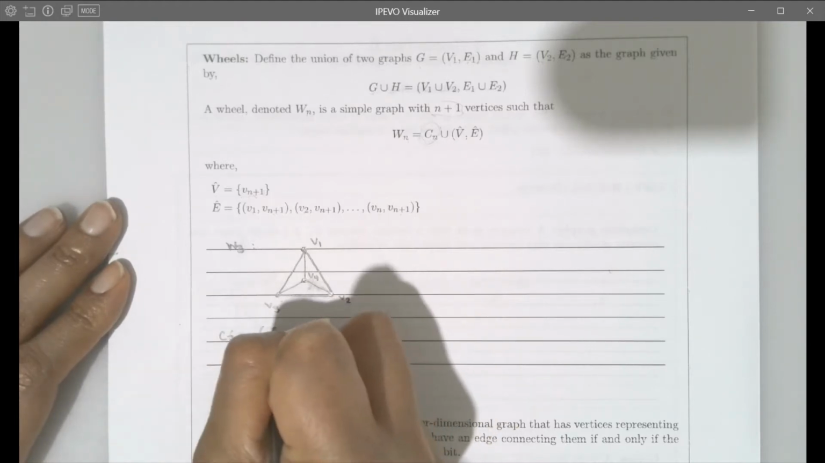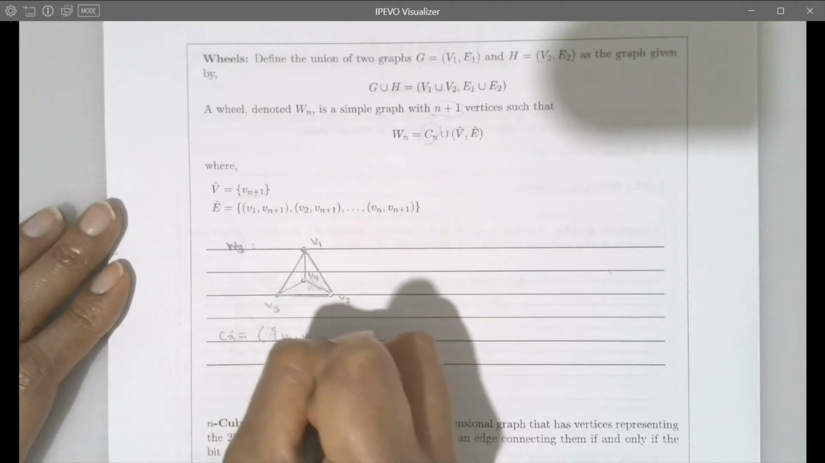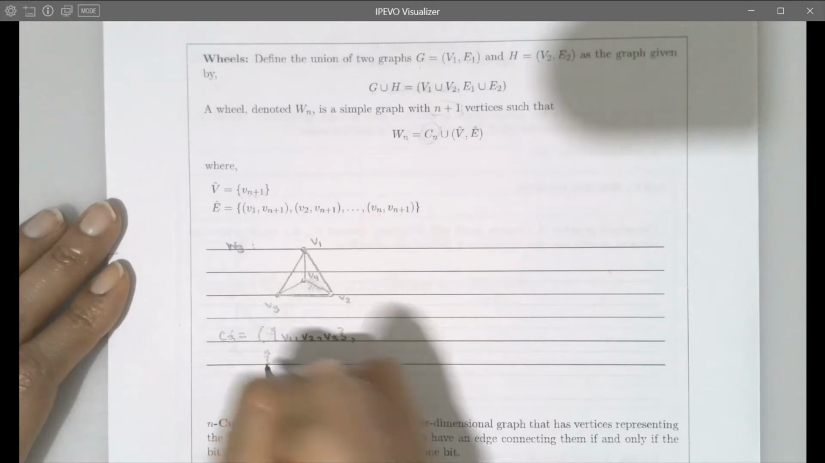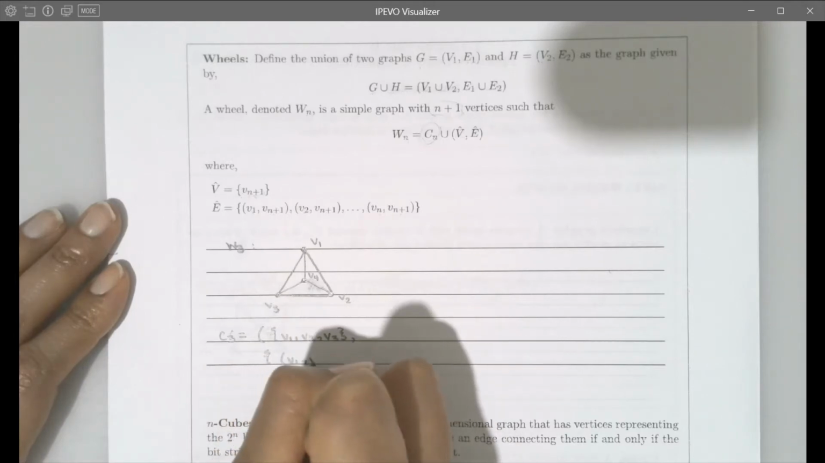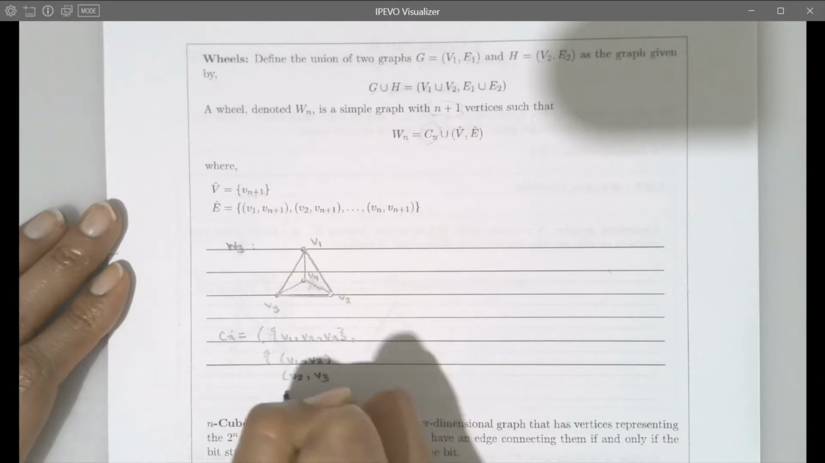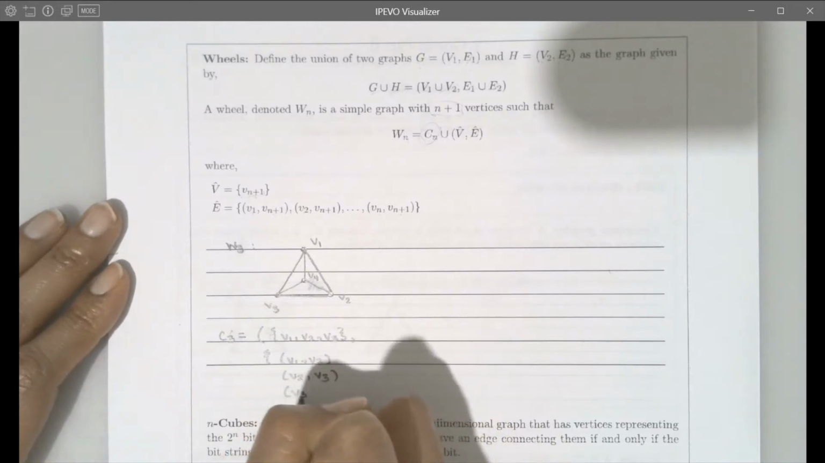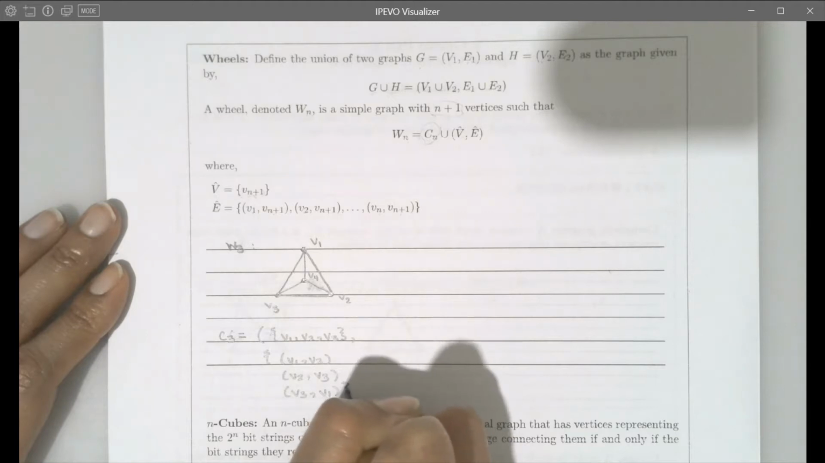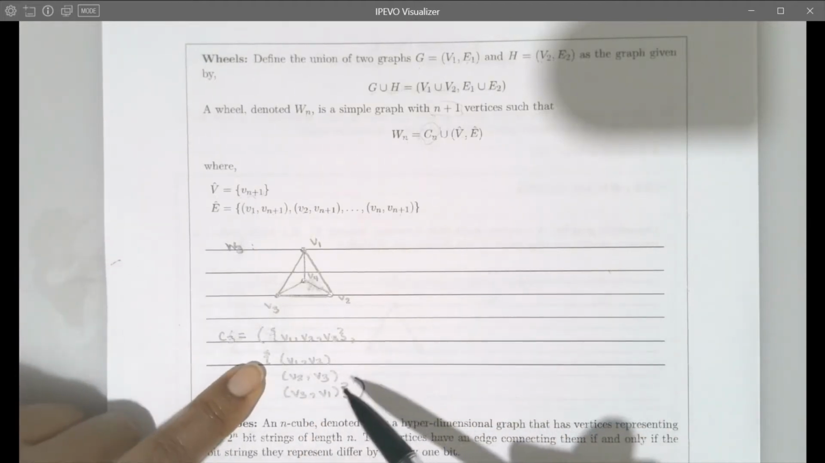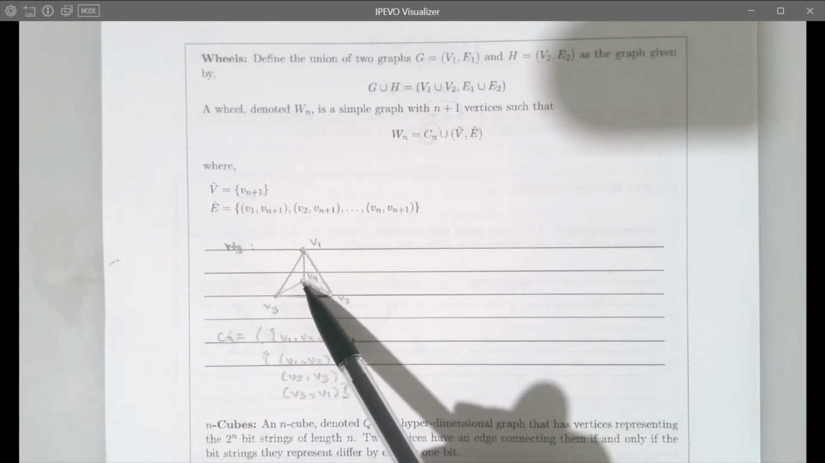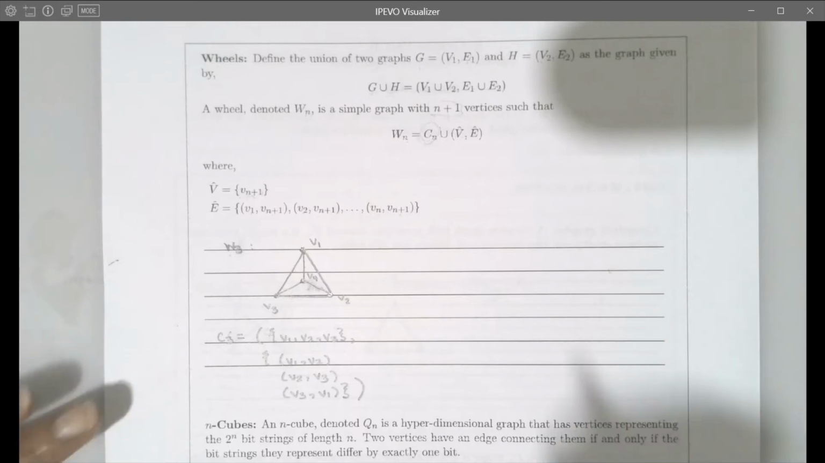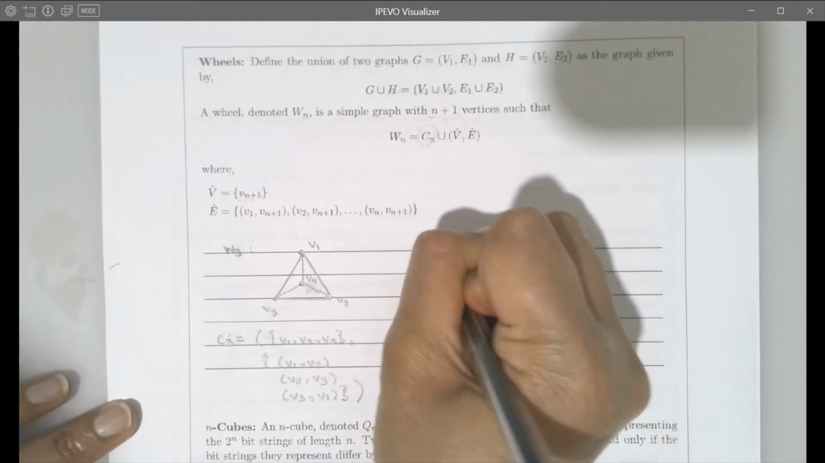Just to give some additional information, I'm going to write what C3 is. C3 is the set of vertices V1, V2, V3 with the set of edges V1 to V2, V2 to V3, V3 to V1. So we took that graph, took the union with V4 and these additional 3 edges to get W3. And let's take a look at what W4 would look like.